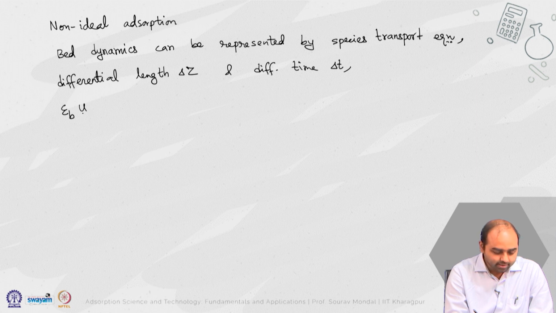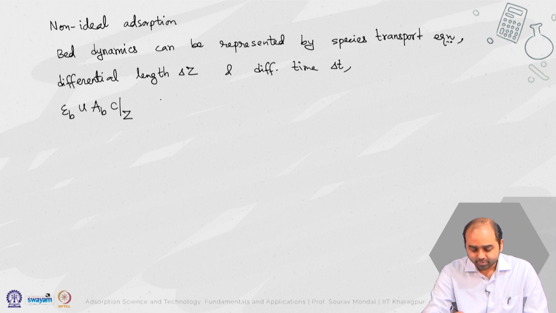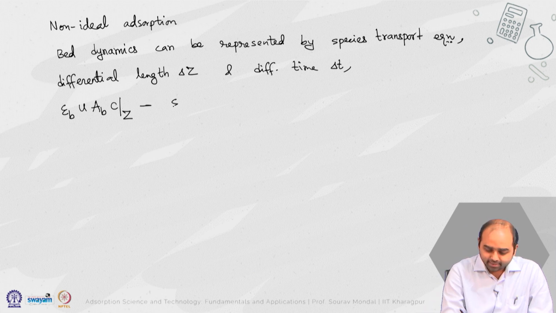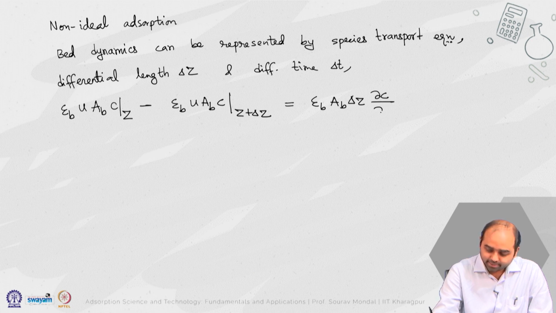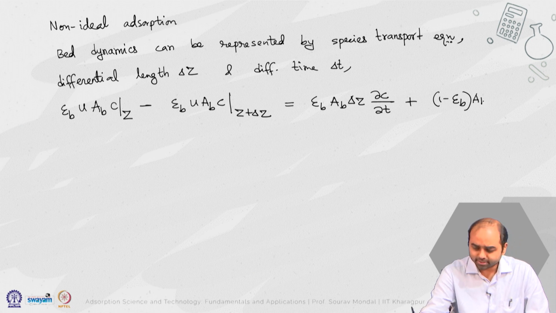So, this is the flow rate, with u the linear velocity, A B the area, and C the concentration at a particular location Z, minus the same at Z plus delta Z, which is equal to epsilon B A B delta Z del C by del T. This is the accumulation term, and this is the disappearance term due to adsorption. It's very similar to a chemical reaction.